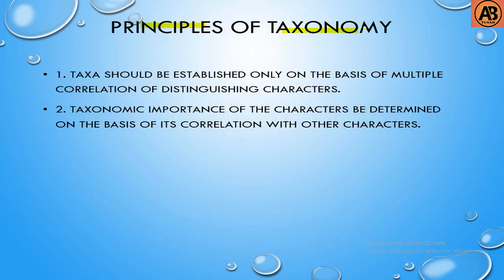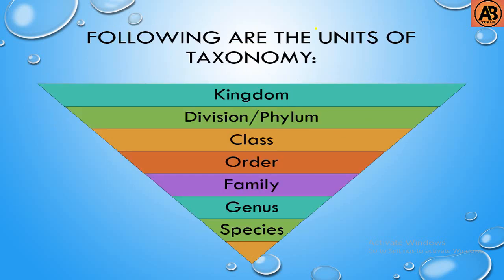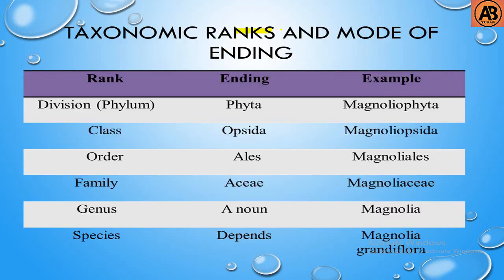Then principles of taxonomy. Taxa should be established only on the basis of multiple correlation of distinguishing characters. Taxonomic importance of the characters should be determined on the basis of its correlation with other characters. Then following are the units of taxonomy, such as kingdom, division, class, order, family, genus, and species. Taxonomic ranks and mode of ending.